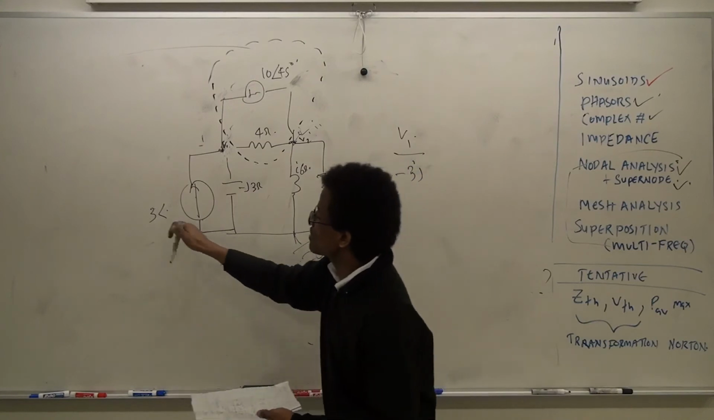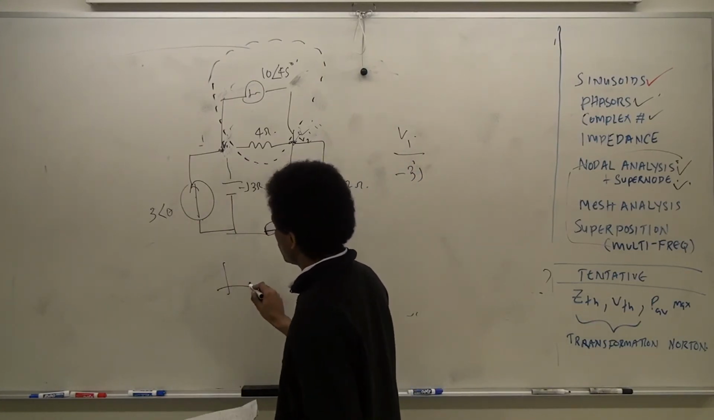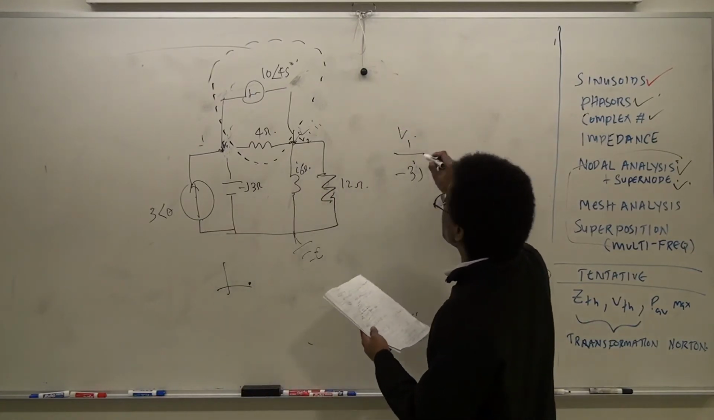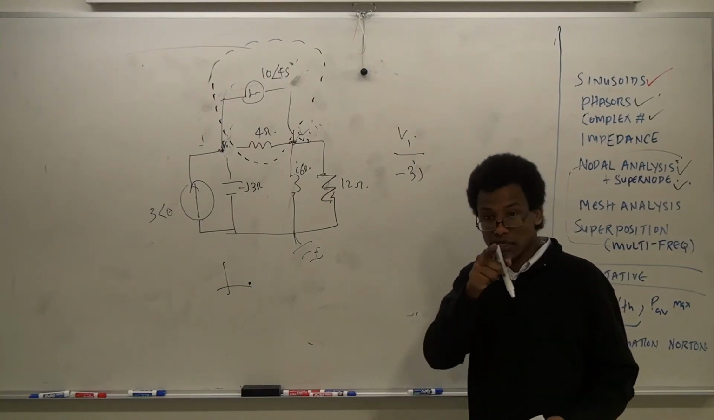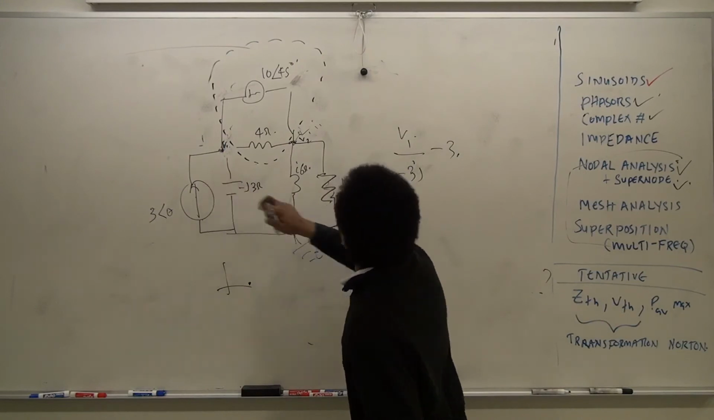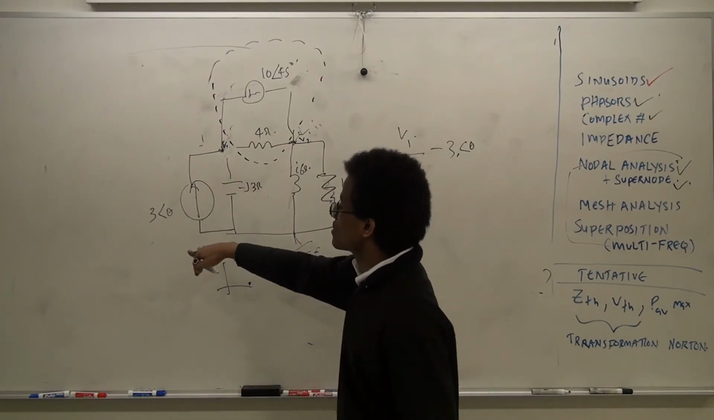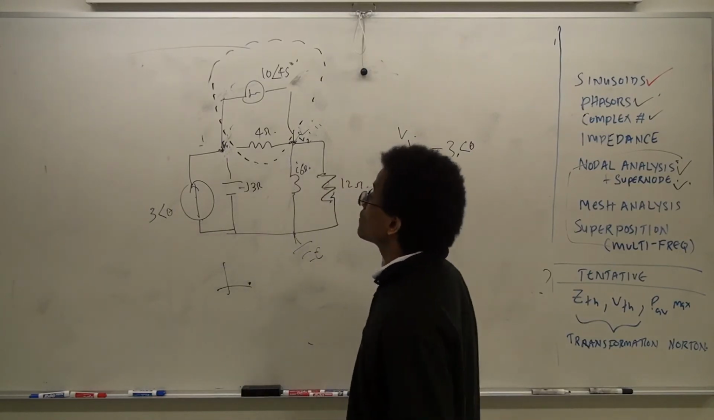What's 3 phase 0? It's just 3, and the phase is 0. So is it plus or minus? Minus, it's going into the node. Excellent. Going into the node is minus 3. You should put a phasor to show that this is, it doesn't make a difference actually, because any real number in the complex domain is just 3 cos omega t.